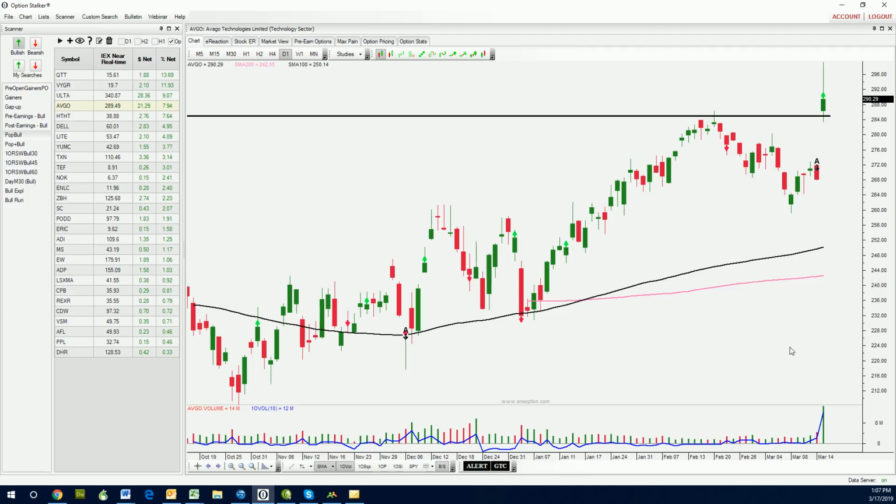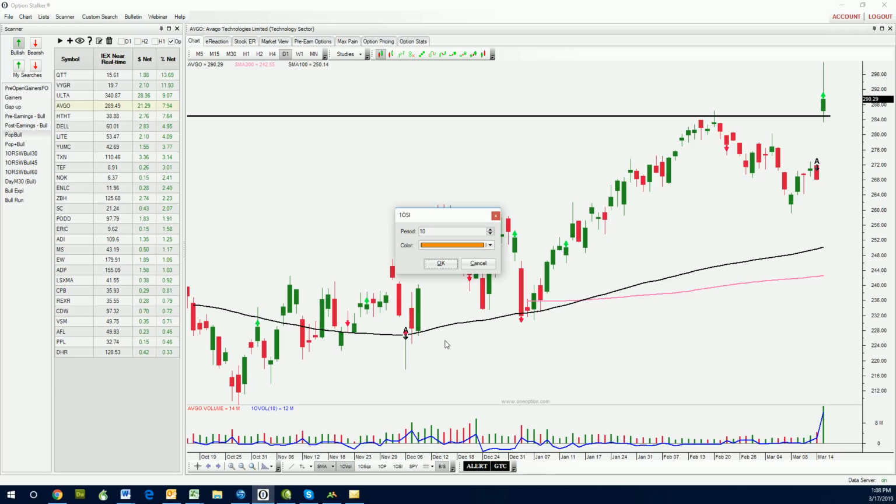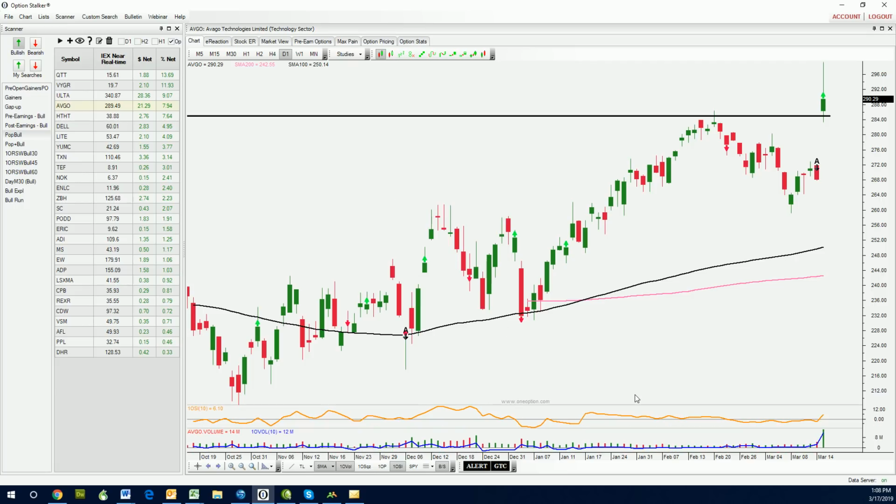I'm going to add one other indicator. It's called the One Option Strength Index, and 10 is the default. That's fine. That's 10 periods. When the orange line is below 0, it's bearish. When the line is above 0, it's bullish. So obviously we want lines that are above 0. In this case, it is. So we want it to stay above 0.